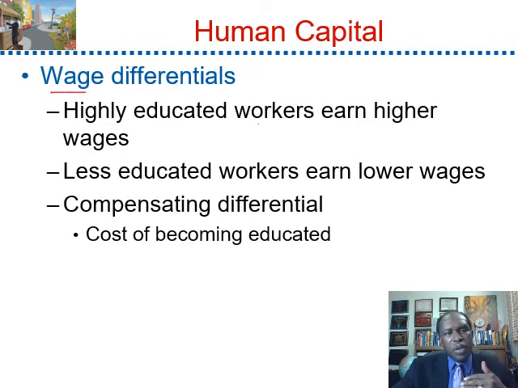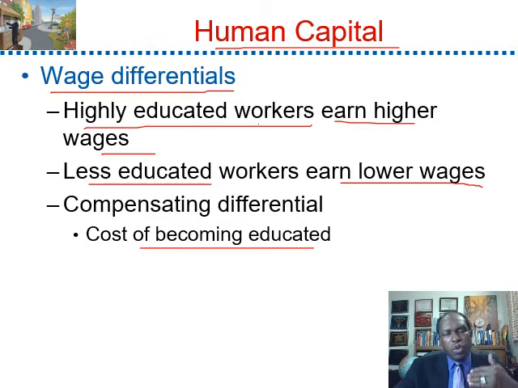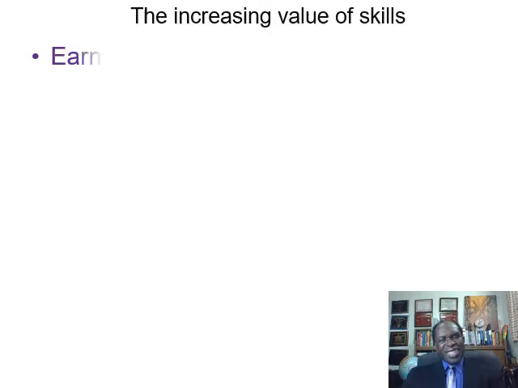So the wage differential can be explained by the accumulation of human capital. Workers who are highly educated earn higher wages, and workers who are less educated earn lower wages. The difference is the cost of being educated, for instance, going to college to earn a higher degree.